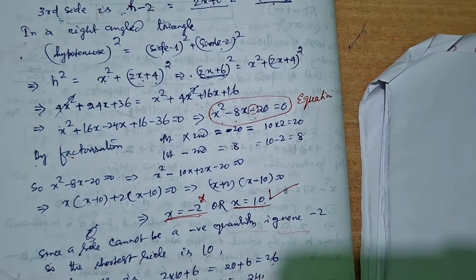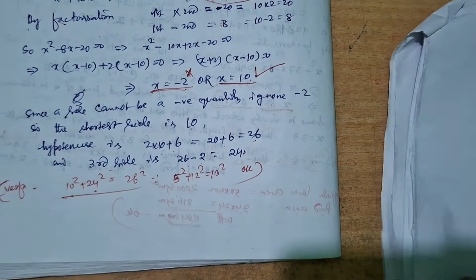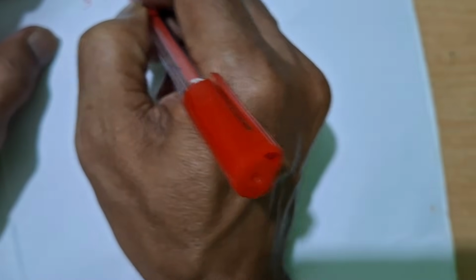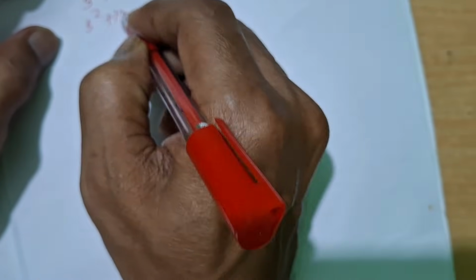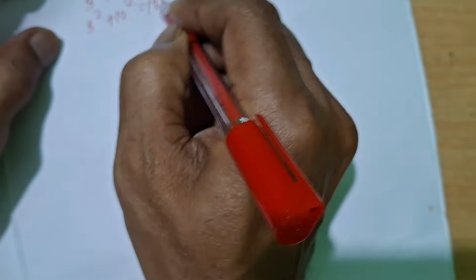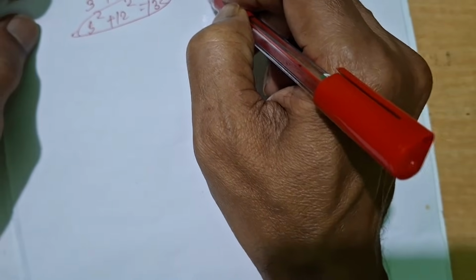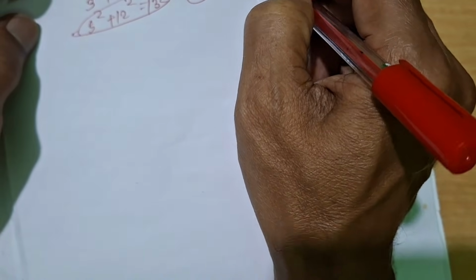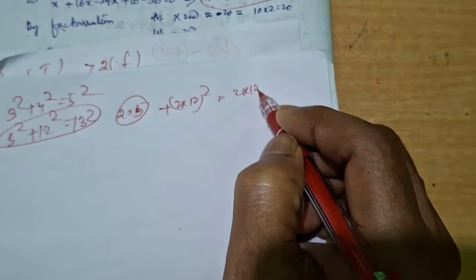But you know that there is a formula. What is the formula? You know the formula. 3 square plus 4 square is equal to 5 square. You should remember from school. 5 square plus 12 square is equal to 13 square. If you multiply 2 into 5 square plus 2 into 12 square, it is equal to 2 into 13 square.